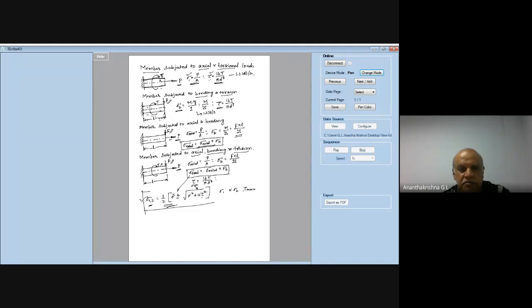Any doubt in this? No, sir. Fine. So first case is axial and torsional load. Second case we saw was transverse load and torsional moment. Third case was member subjected to axial and bending. In such case, the total stress will be the sum of axial stress and bending stress.